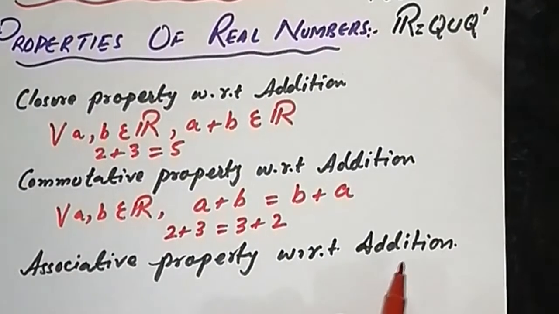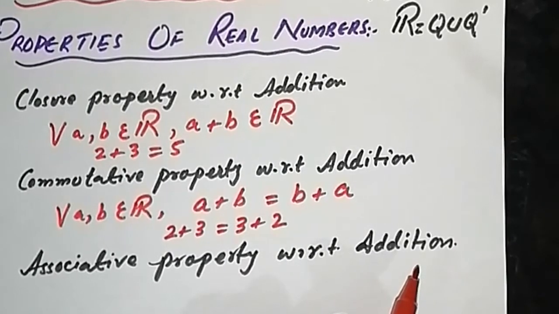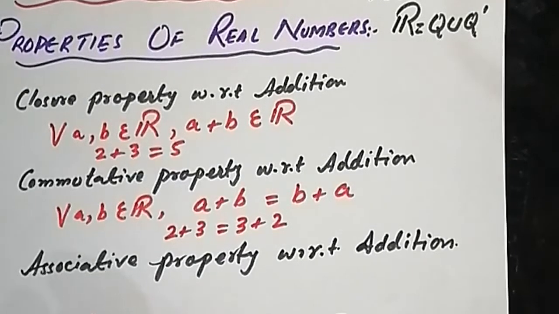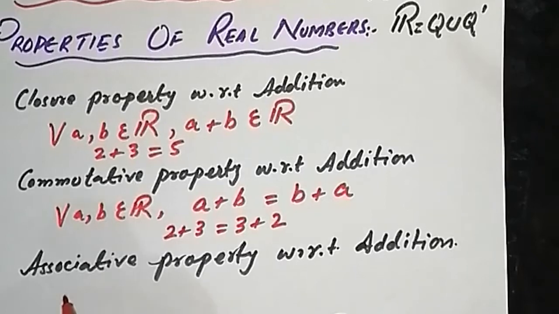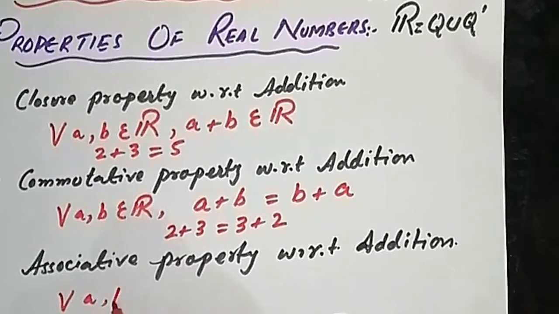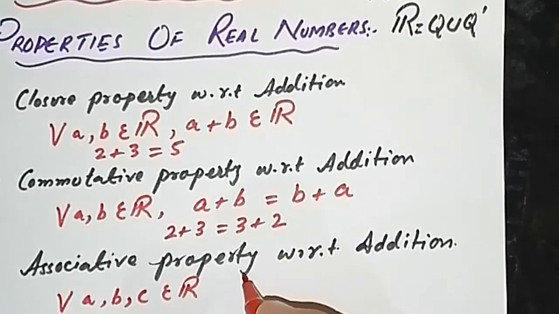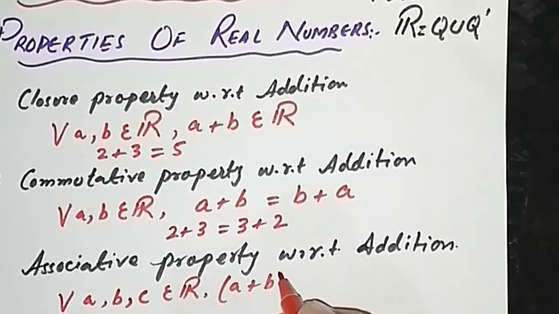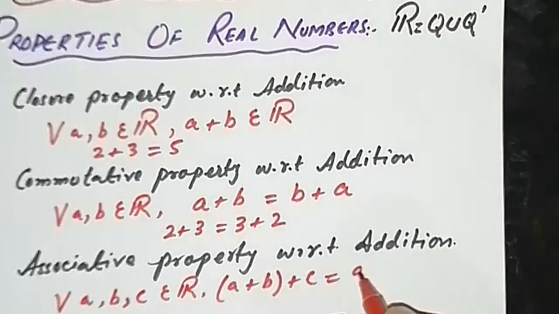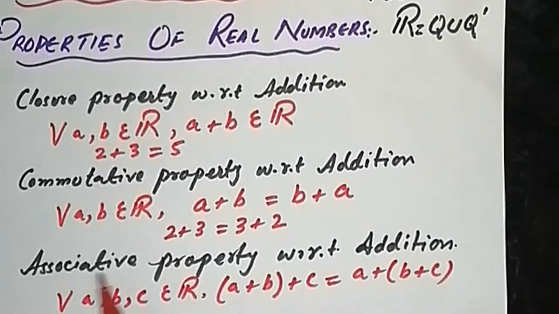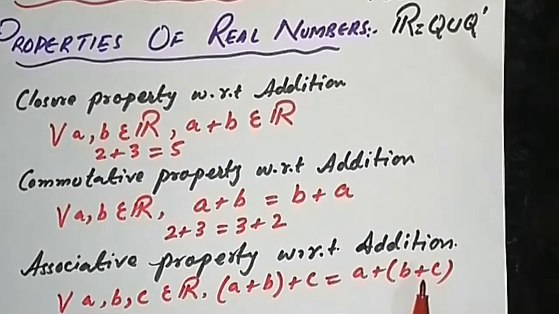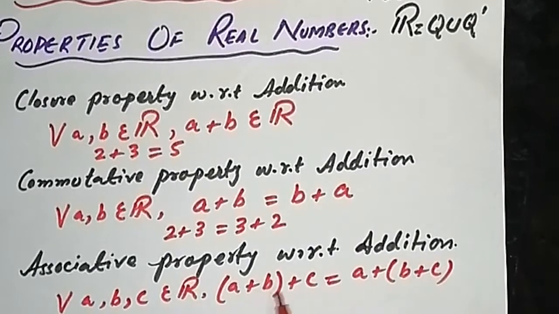Next property is associative property with respect to addition. If a, b and c are any real numbers, then symbolically we can write, for any a, b and c belongs to R, this property says that (a plus b) plus c is equal to a plus (b plus c). The bracket is switched over on the right hand side. a plus b are in the bracket on the left, and on the right hand side, b plus c is in the bracket. The sign here is the plus sign, so we call this property associative property with respect to addition.